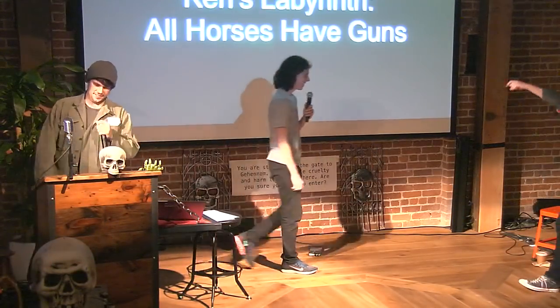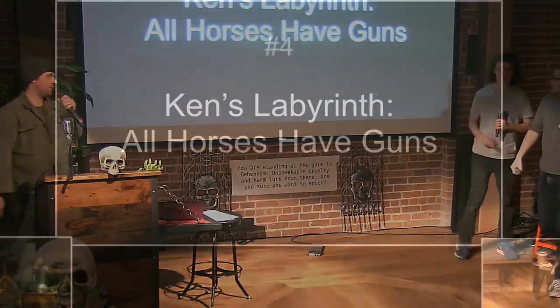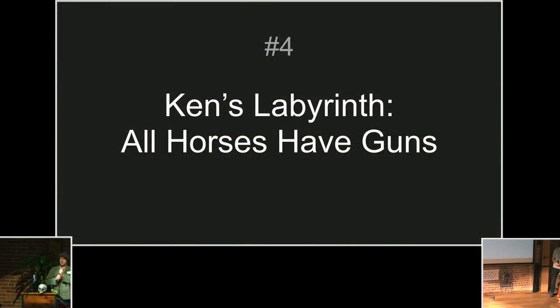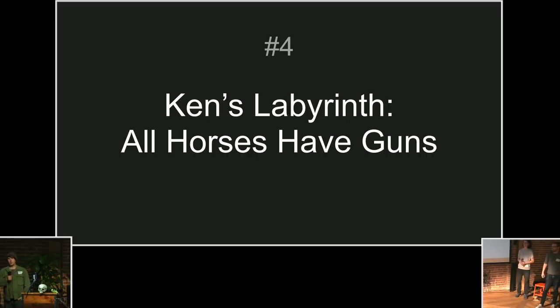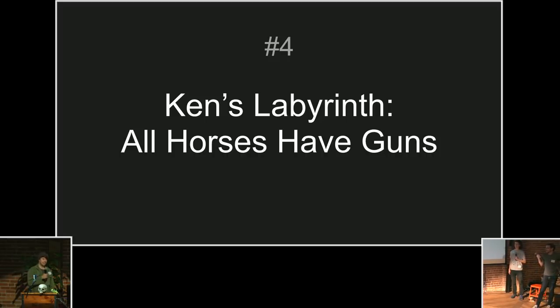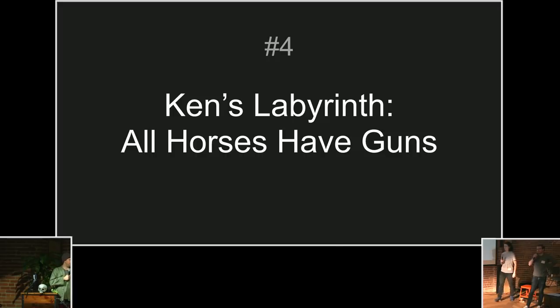Number 4 is Ken's Labyrinth. All horses have guns. This is, of course, a sequel to Ken's Labyrinth 1, where the boss was the only horse in the game with a gun. They've upgraded that now. They've grown in power.